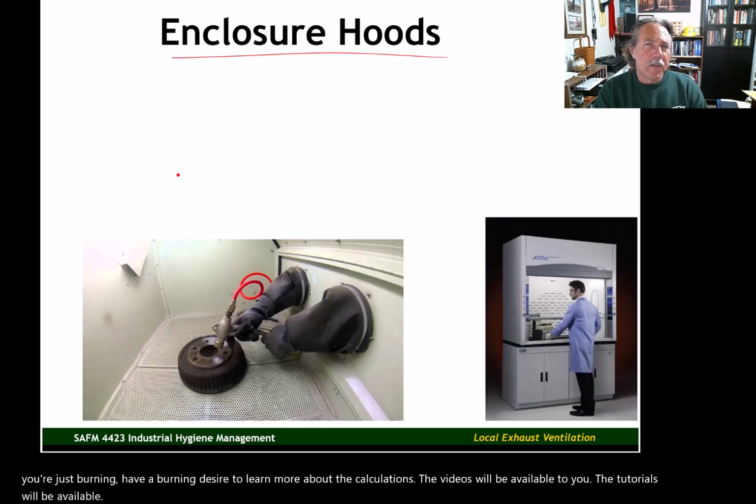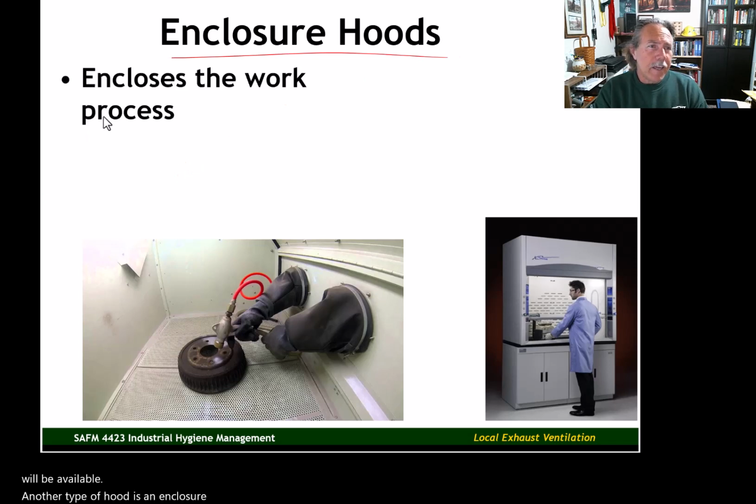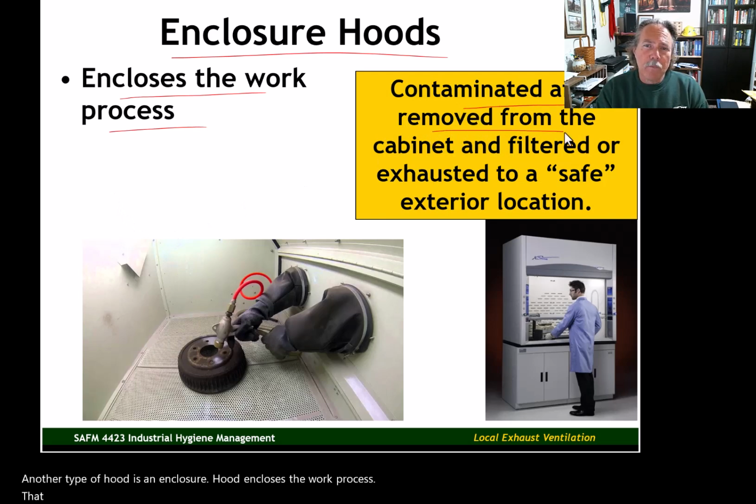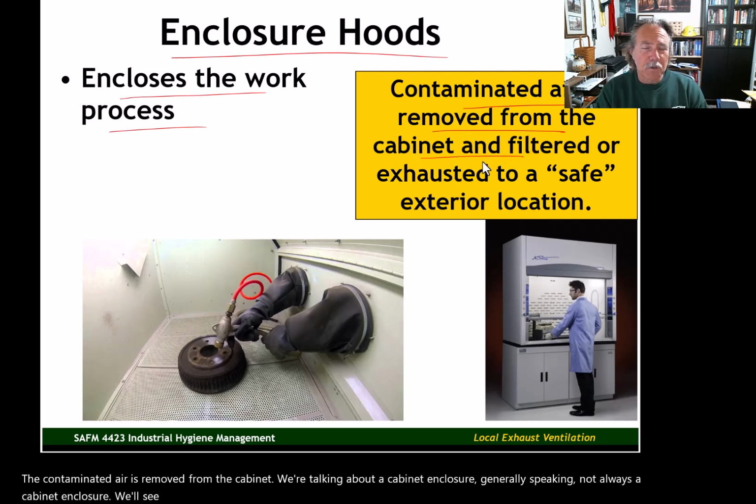Another type of hood is an enclosure hood. It encloses the work process. The contaminated air is removed from the cabinet. We're talking about a cabinet enclosure, generally speaking, but not always a cabinet enclosure. We'll see another type of enclosure hood in the next picture.